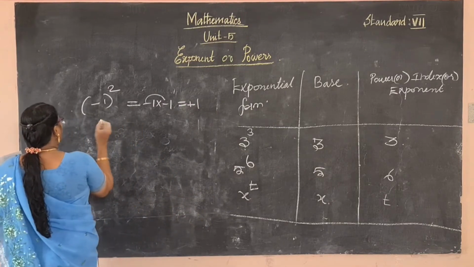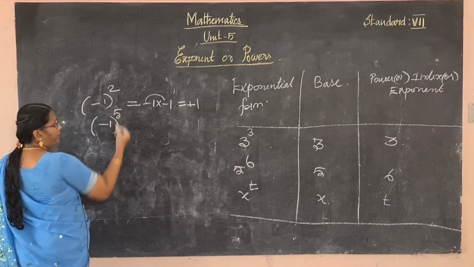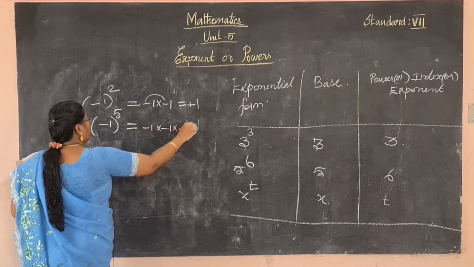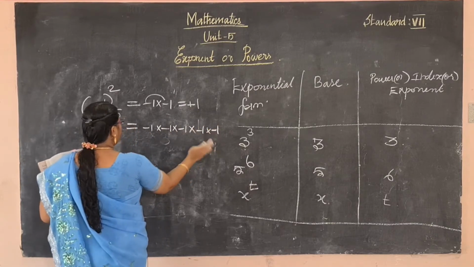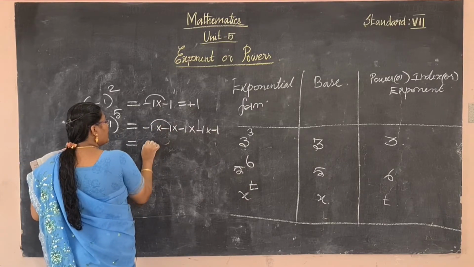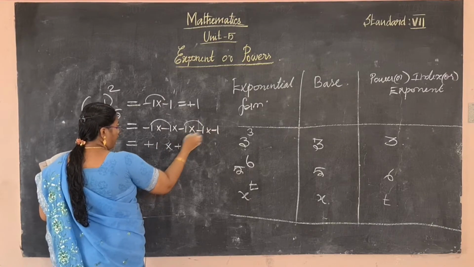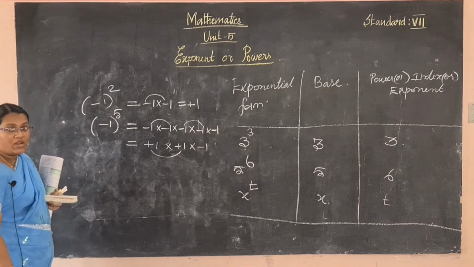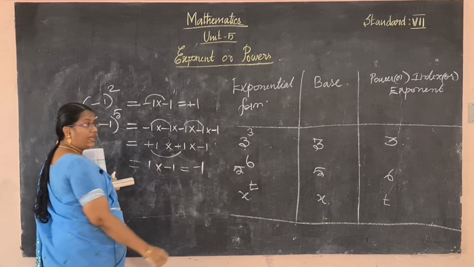And next one, we consider an odd number, say 5. So minus 1 into minus 1 into minus 1 into minus 1 into minus 1. How many times? 1, 2, 3, 4, 5 times we have multiplied. So the first two terms multiply, what do we get? Minus into minus is plus, 1 ones are 1. Again multiply the next two values, plus 1. Here minus 1. So 1 into 1 is plus 1, plus 1 into minus 1, what do we get? We get the negative value.